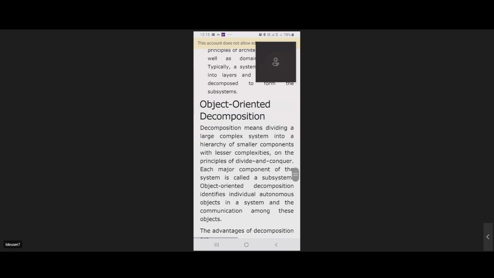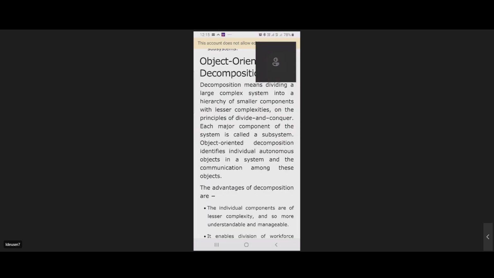So you know the theory of divide and conquer. Whatever complex problem is there will first be divided into small problems. We find the solutions for the small problems, then combine those solutions together. That produces the solution for the complex problem. This concept is called divide and conquer in the design of algorithms. That principle is followed in decomposition.